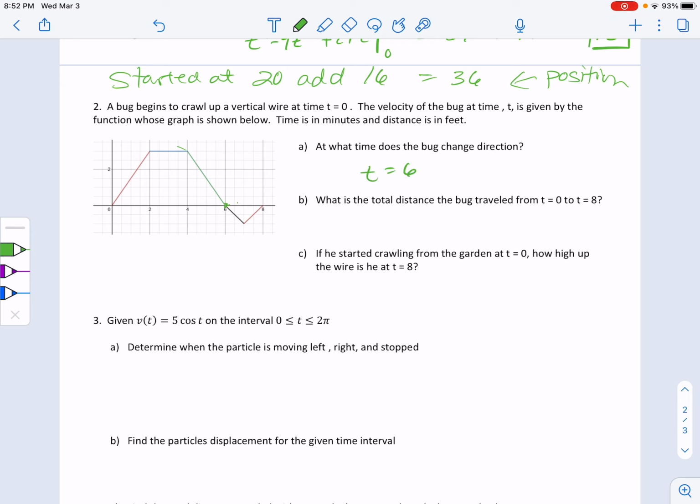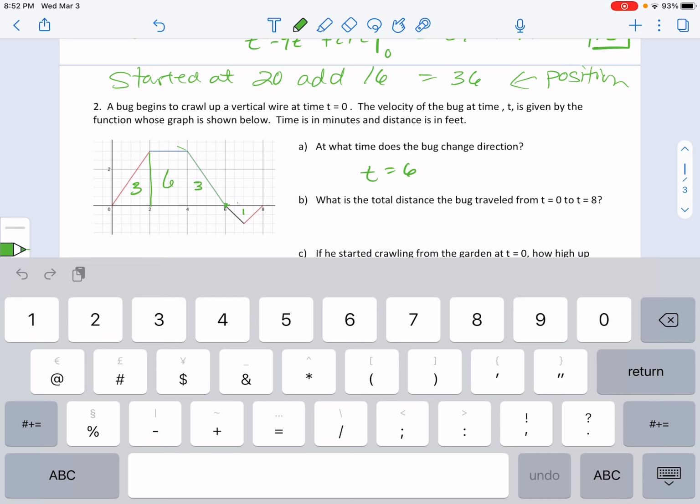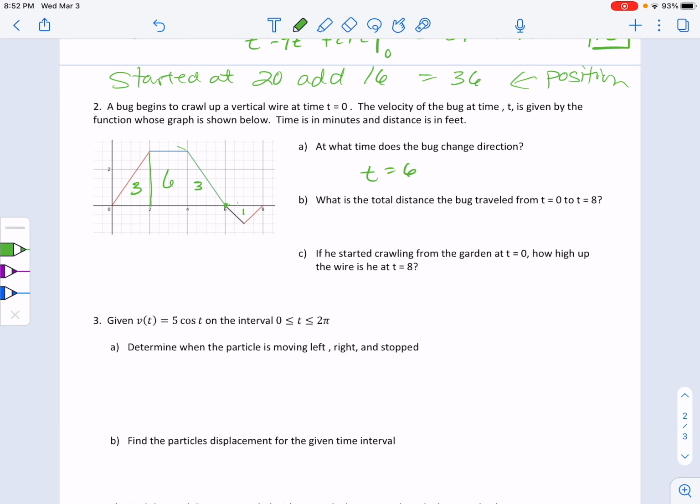The total distance traveled, well, you got to find these areas. So this is 2 times 3 is 6, divided by 2 is 3. Got 2 by 3 is 6. This one's 3. There's 2 by 1, half of that is 1. So the total distance is 3 and 6, 9, 12, plus 1 is 13.